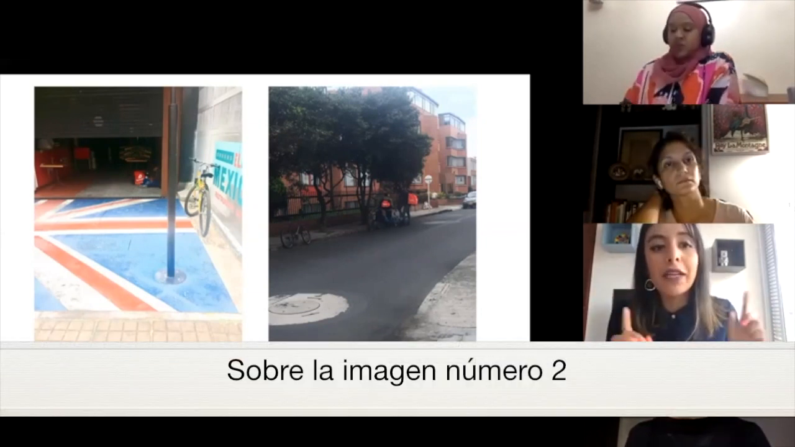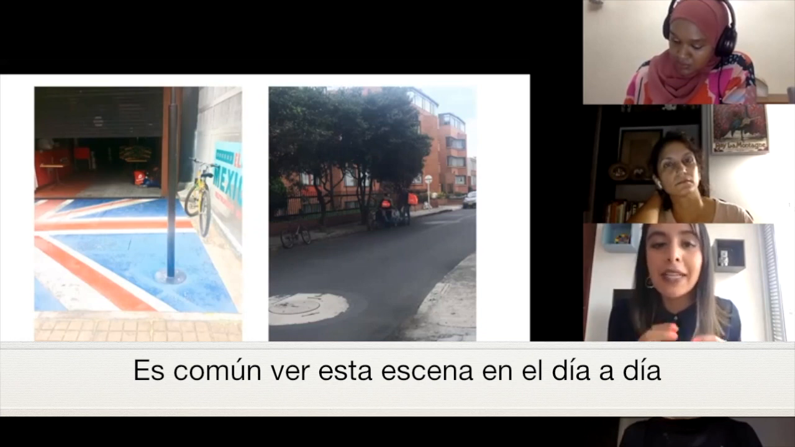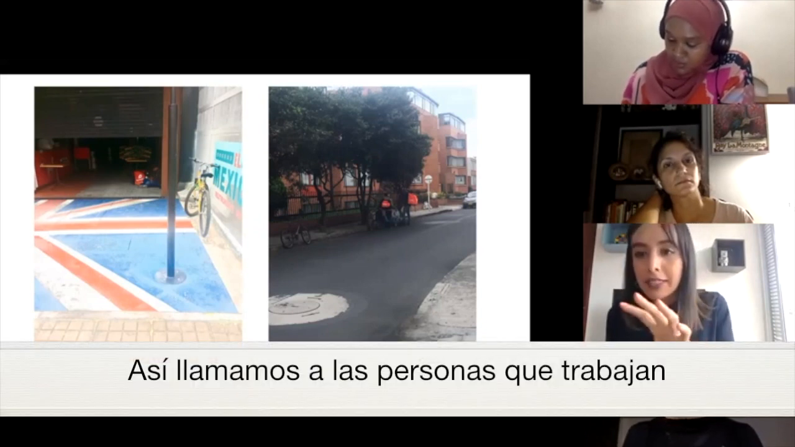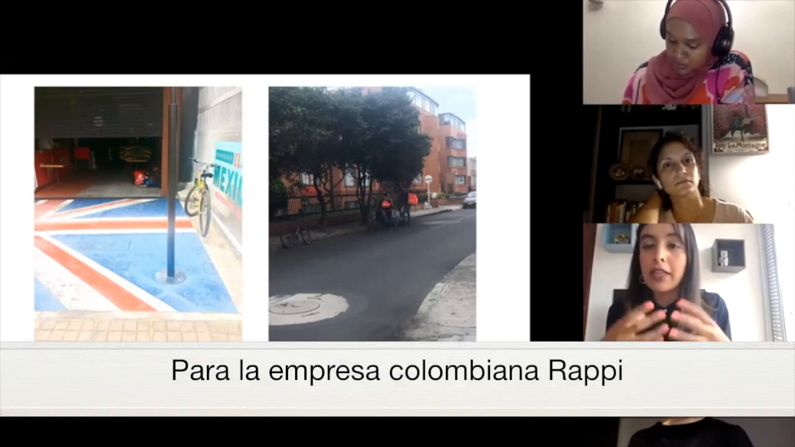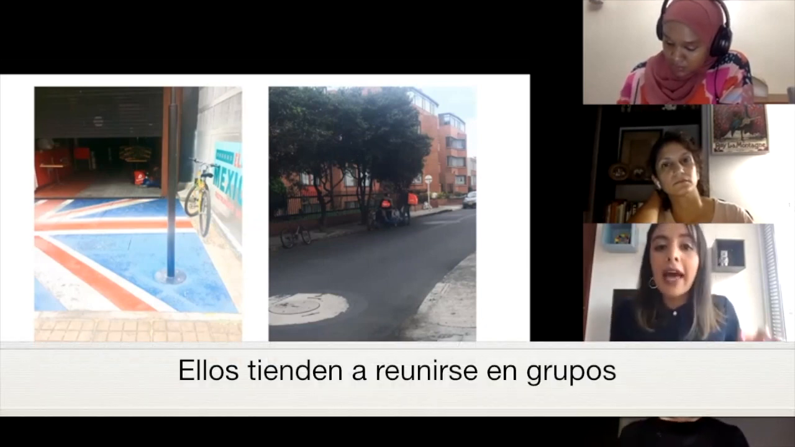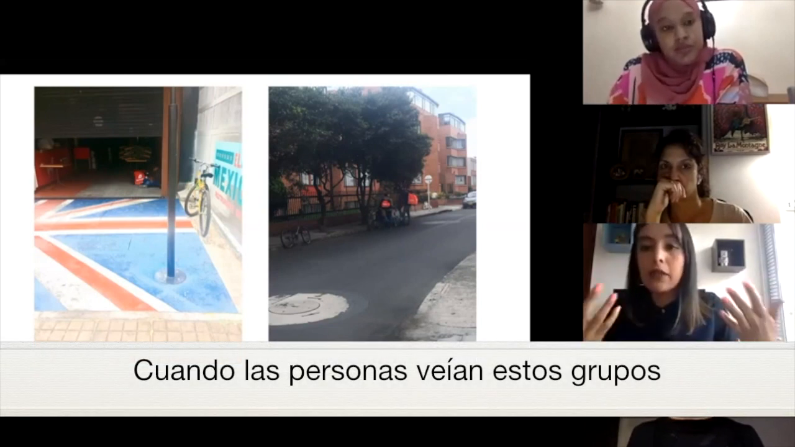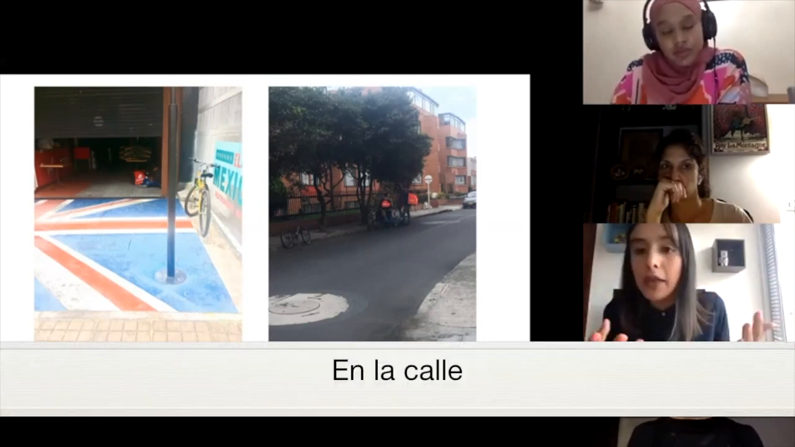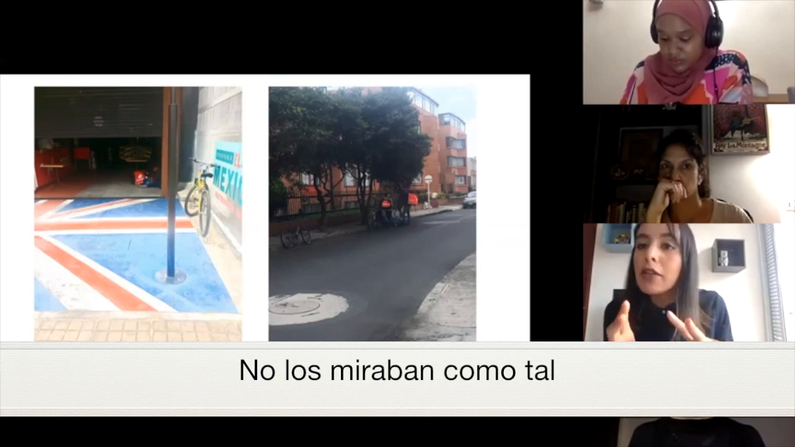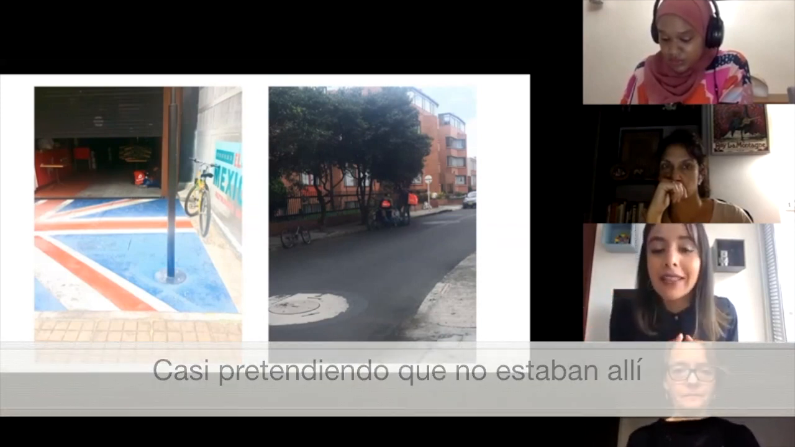No one. As for picture number 2, it is not uncommon to see the following scene. Rappies, this is what we call the delivery guys that work for a Colombian company called Rappi. They gather together. Before this happened, when people saw these Rappies on the streets, they would not actually look at them, pretending that they were not there.